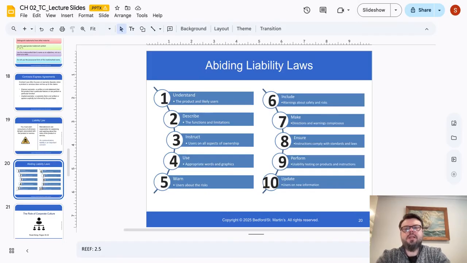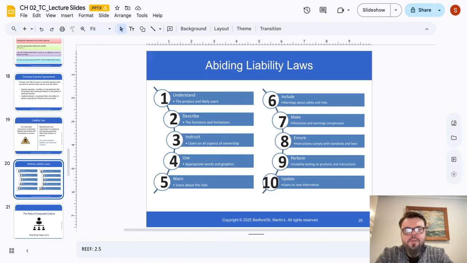This slide translates liability law into concrete actions that technical communicators are responsible for. What's important to notice is that every item here is an action verb. These are things writers actively do, not abstract legal ideas. First, you must understand the product and its likely users. That means learning how the product actually works and how real people, not ideal users, will interact with it.